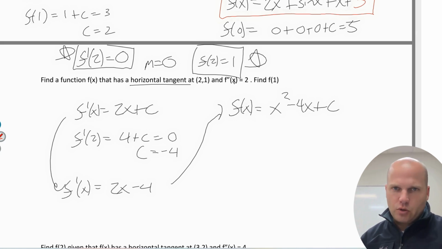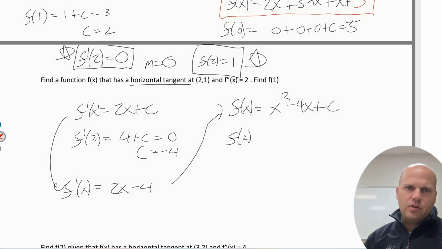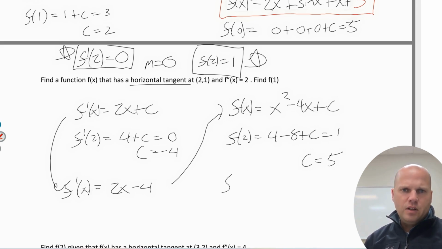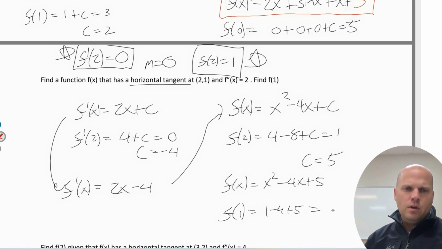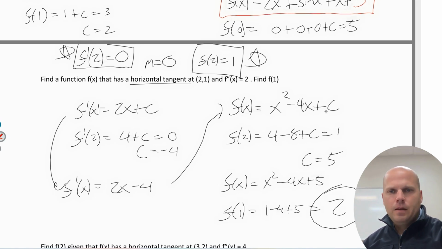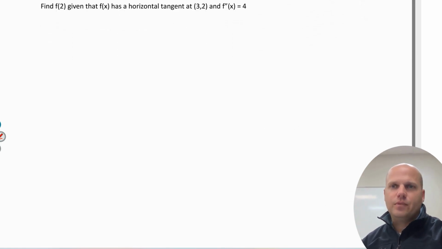But we have the point (2, 1). F of 2 is 4 minus 8 plus c. That has to equal 1. C equals 5. F of x equals x squared minus 4x plus 5. F of 1 is 1 minus 4 plus 5, which is 2. Cool? All right. If you didn't get that, get this.